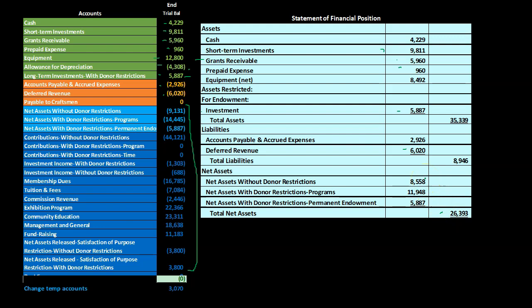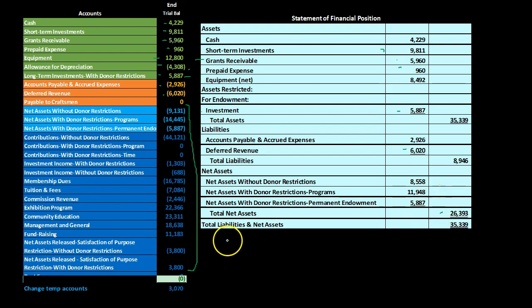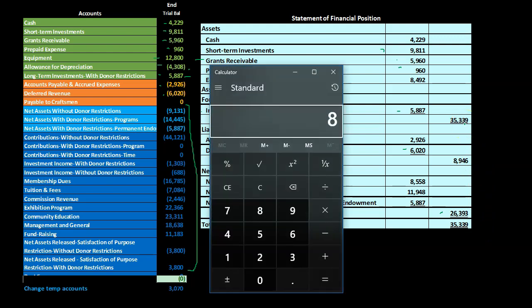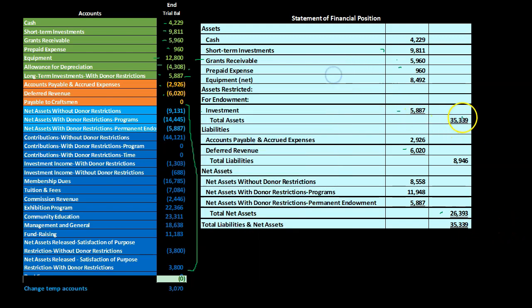And then you could go back and say, okay, are we in balance with the final part, which is the total liabilities and net assets, which is similar to assets equal liabilities plus equity. And that's going to be the 35,333 equals the 35,333. This amount is, of course, the 8,946 plus the 26,393. That's the 35,399. So we can see that we're in balance now. So this puts us in balance. We found a home for everything, and that puts us in balance.